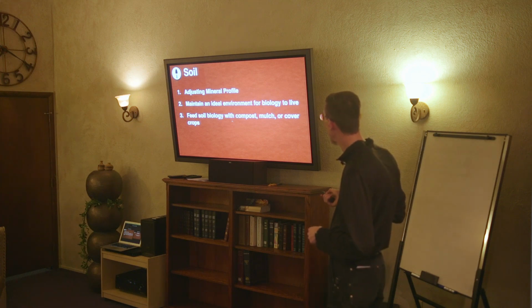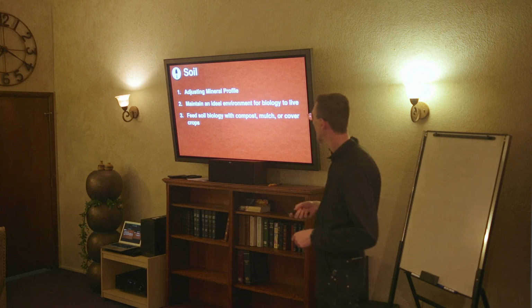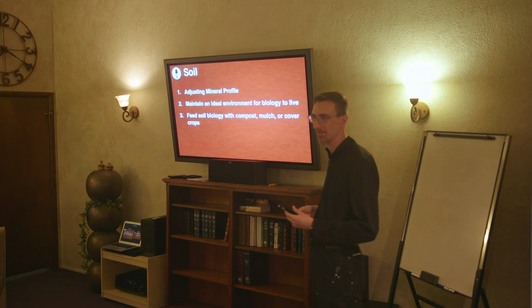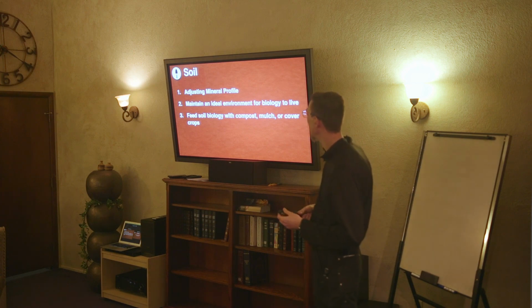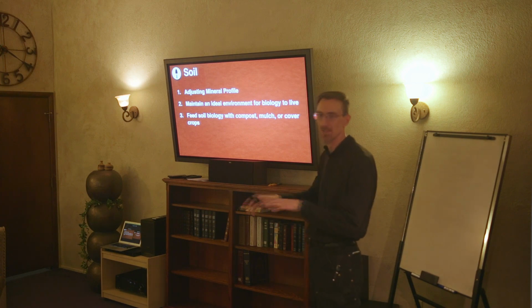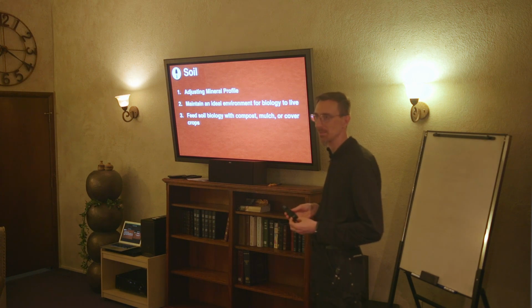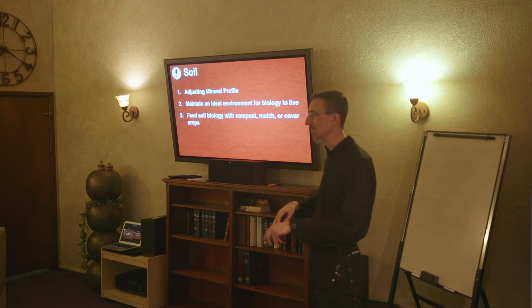So feed soil biology with compost, mulch, or cover crops. Kind of the last item that we did. Maintain an ideal environment for biology to live. Don't stress them out, just like you don't want to stress your plants out. You want to give them enough moisture, but not too much, and make sure they have sunlight. Biology doesn't like sunlight, so protecting the soil surface from sunlight during the summer is also important. If it gets a lot of direct sun on bare soil, it's going to kill biology in there too and heat up the soil.